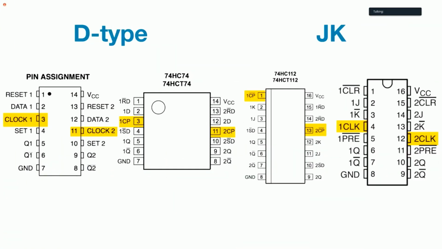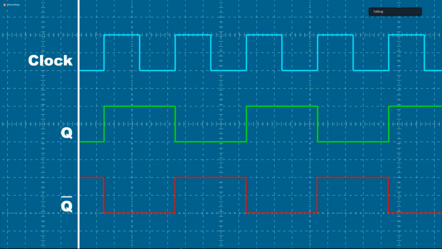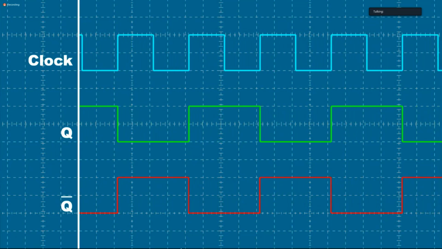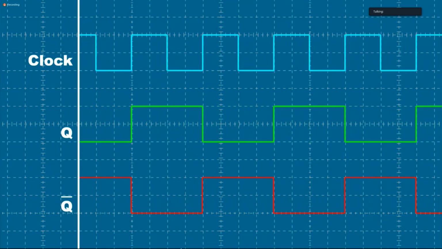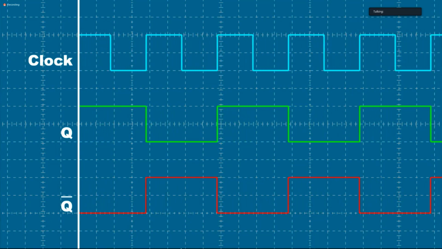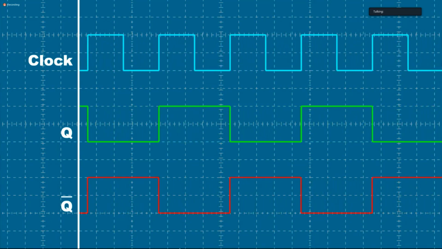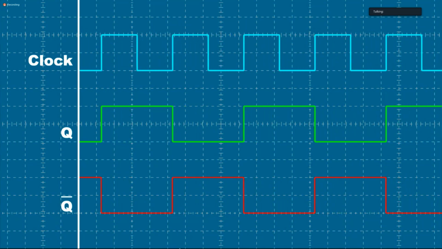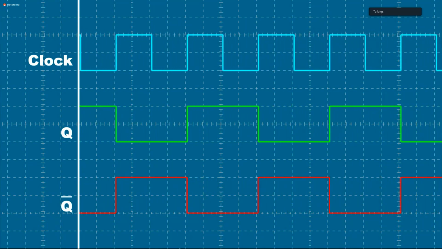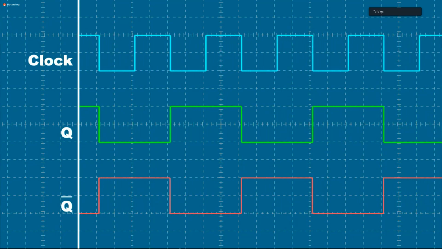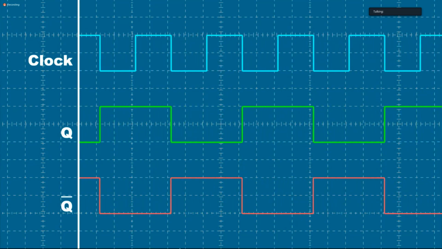By understanding how gated SR latches work, we can begin to understand the two main types of flip-flops, D-type and JK. D-type and JK flip-flops have an additional input pin for a clock signal, usually labeled clock or clock pulse. This pin enables the flip-flop to be triggered according to a clock signal. The outputs flip-flop between high and low with every active clock edge. Active high flip-flops are triggered at the rising or positive edge of a clock pulse. Active low flip-flops are triggered at the falling or negative edge of a clock pulse.